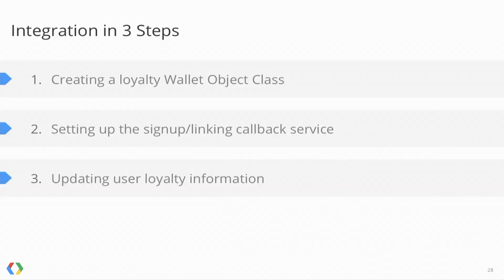The 3 parts of integration that I will focus on today are, first, the creating of a loyalty wallet object. This is, as David mentioned earlier, the base object that represents a loyalty program. The second step is the setting up of the sign-up and linking callback service. This allows the instant sign-up and linking directly from the mobile phone. And the third and final step is the updating of the user's loyalty information from the cloud.